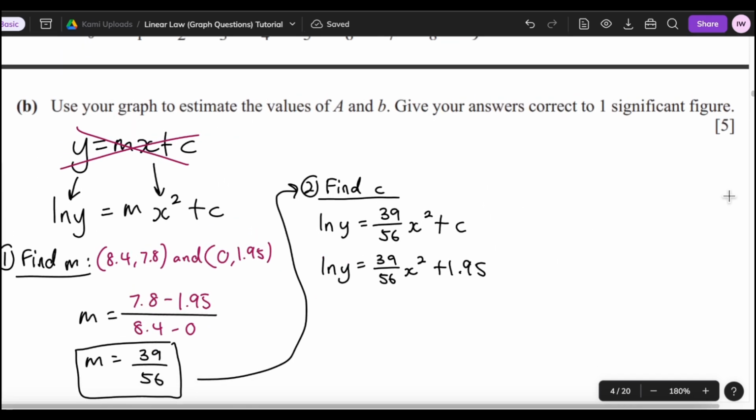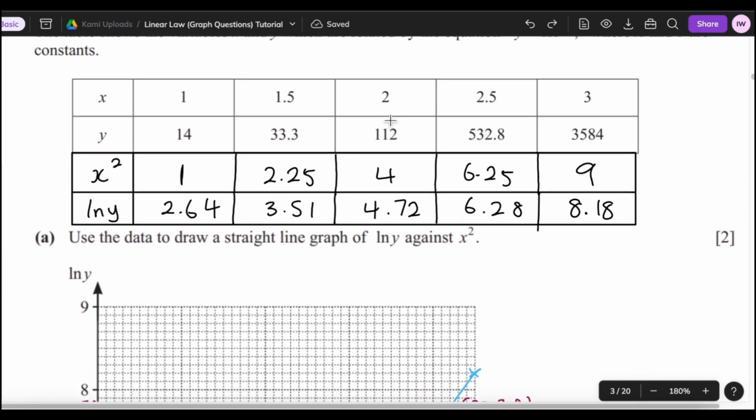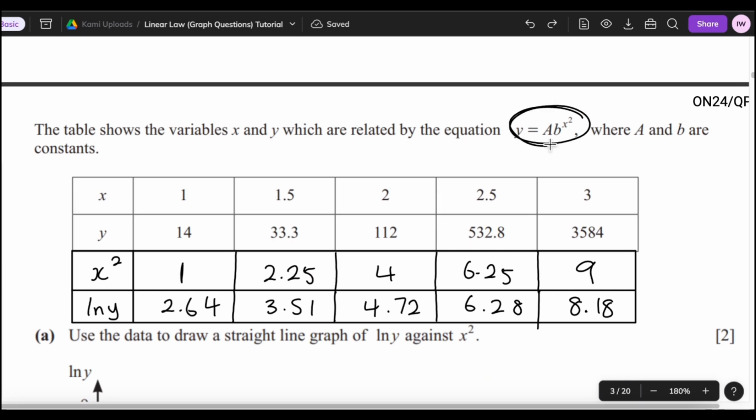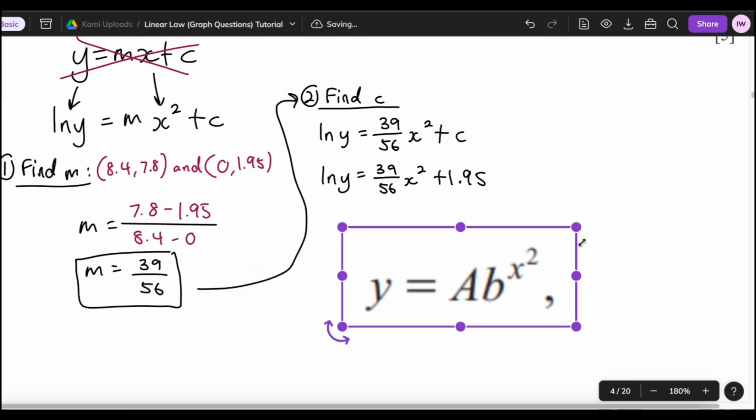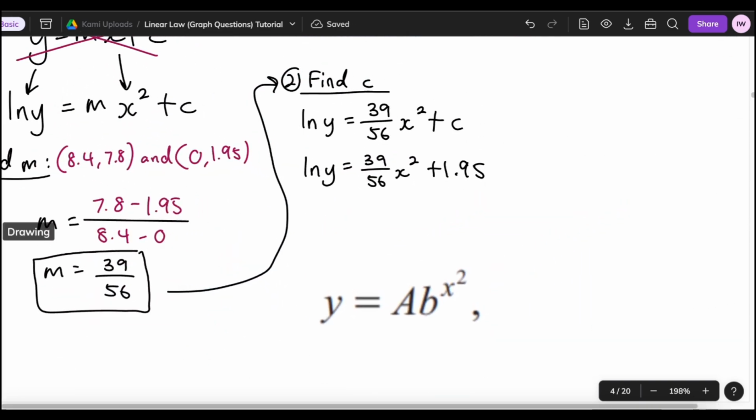Once you've done this, you're going to try and use this equation to get the values of a and b. Now let's try to recall where a and b even are. A and b are located all the way up here in this equation, y equals ab to the power of x squared. I'm going to screenshot that and put it down here. What we want to do is try to make our equation look like their format and try to compare our numbers with the question's numbers.